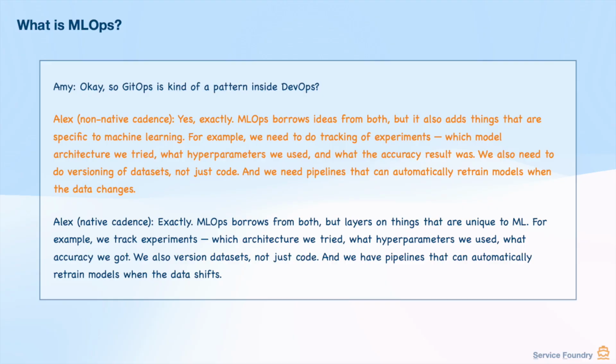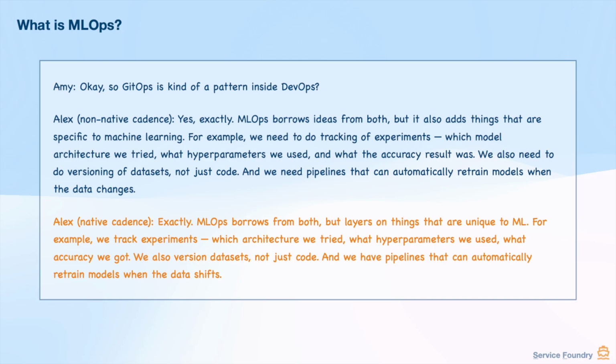Yes, exactly. MLOps borrows ideas from both, but it also adds things that are specific to machine learning. For example, we need to do tracking of experiments, which model architecture we tried, what hyperparameters we used, and what the accuracy result was. We also need to do versioning of datasets, not just code. And we need pipelines that can automatically retrain model when the data changes.